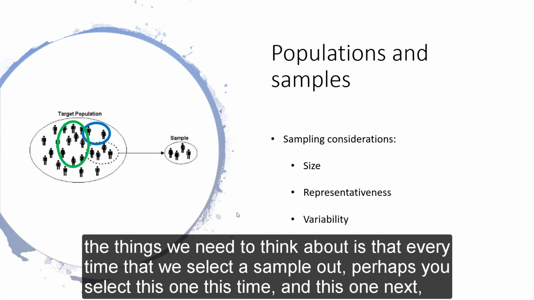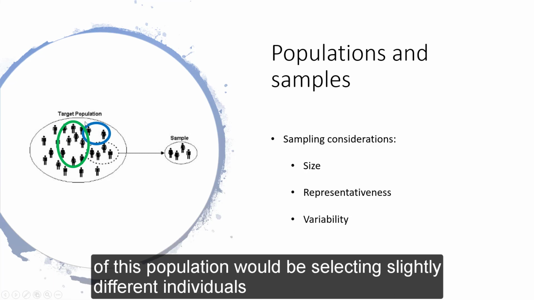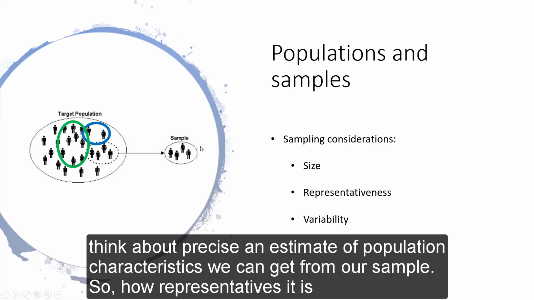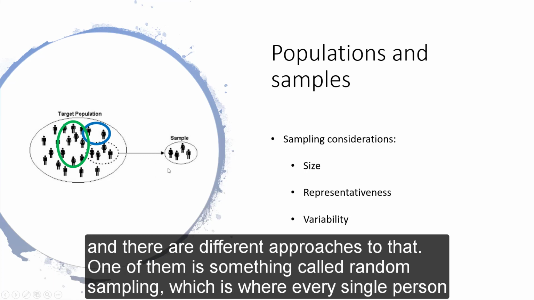The things that we need to think about is that every time that we select a sample out, so for example, perhaps we select this one this time, we select this one this time of this population, we'll be selecting slightly different individuals. There will be variability within that, and so we have to think about how precise an estimate of population characteristics we can get from our sample. So how representative? And there are different approaches to that.